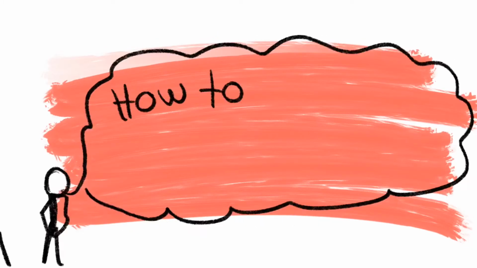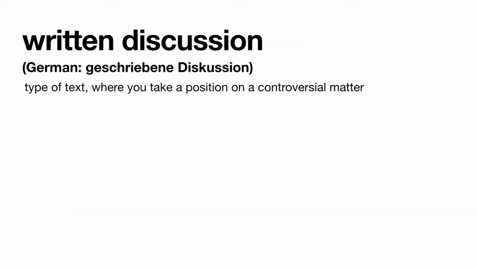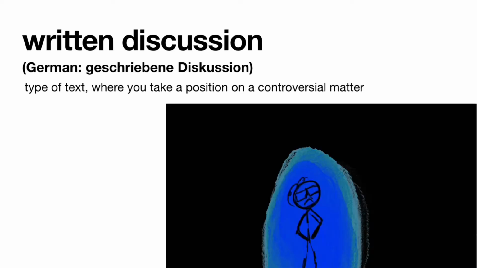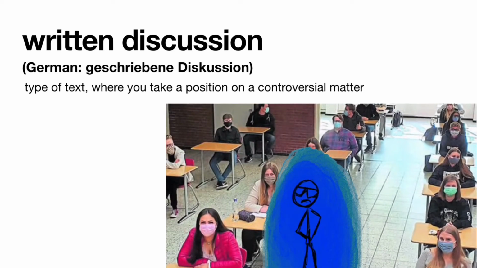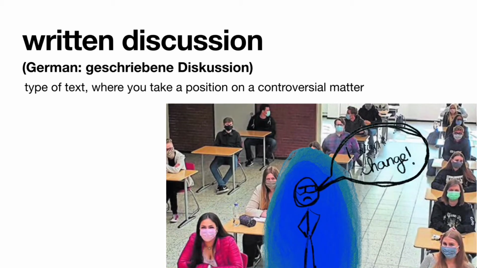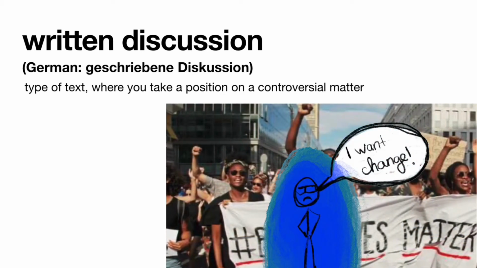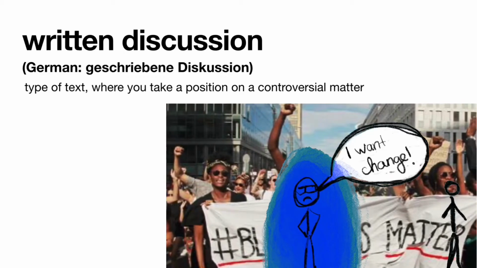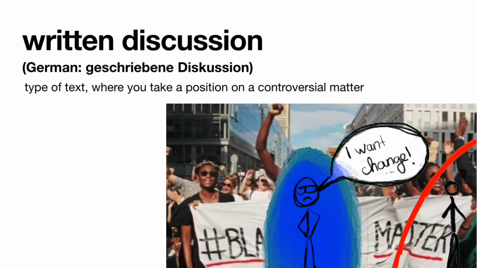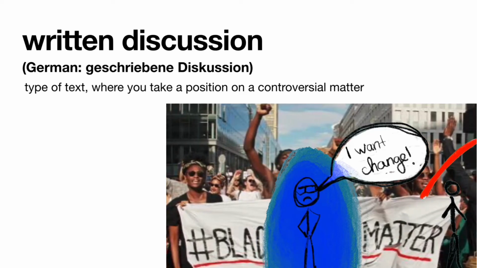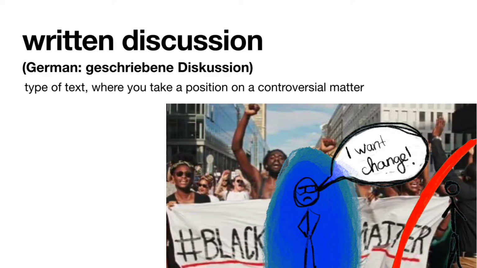In this video, I am going to show you how to write a written discussion. A written discussion, or as the Germans would say, geschriebene Diskussion, is a type of text where you take position on a controversial matter. This can be very helpful if you find yourself in a situation that you do not like and you think that change is inevitable to improve the situation, or if there are things and circumstances that you would like to voice your opinion on, but the person who is in charge and could actually do something about it isn't that easy to reach.